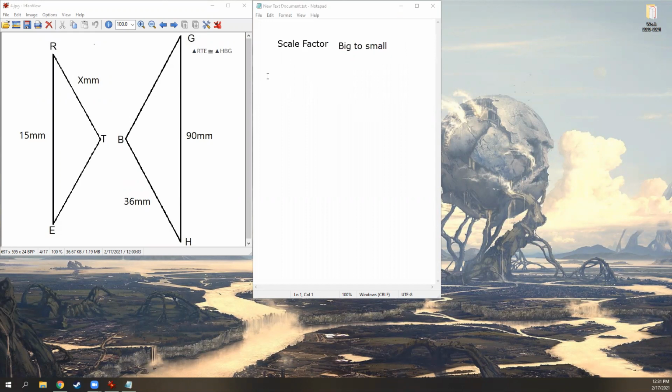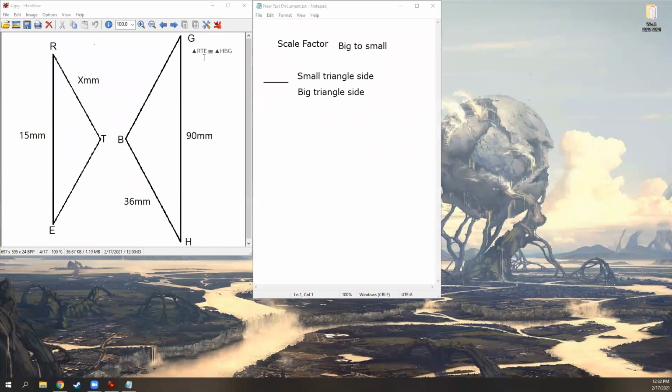Since we're going from big to small, we're going to want the small side on top. Small side, or small triangle side, over big triangle side. That's how we're going to set up our scale factors. Our scale factor fraction: we're going to do the small triangle side over the big triangle side.